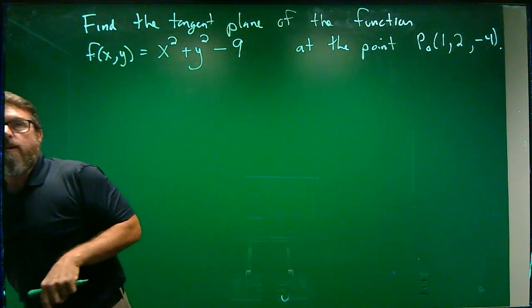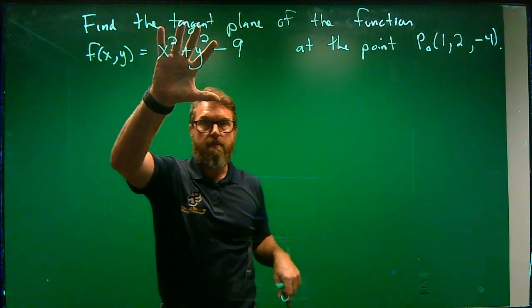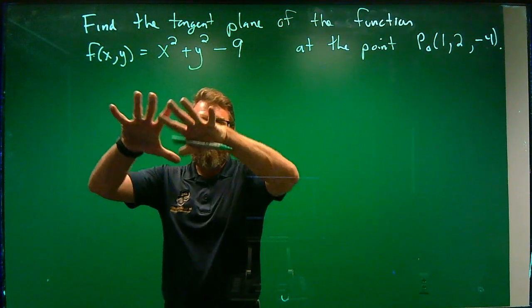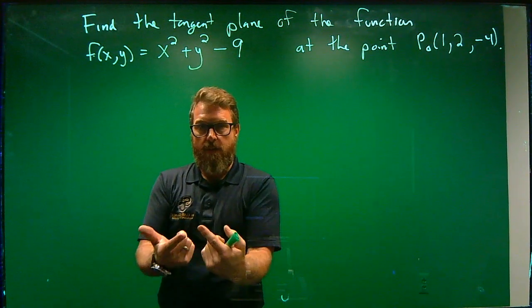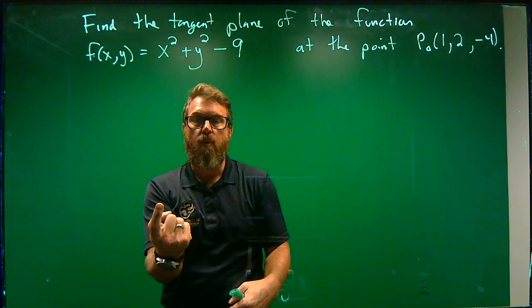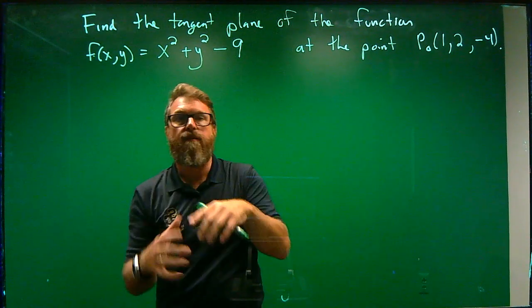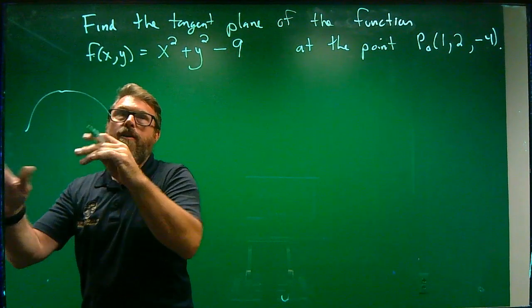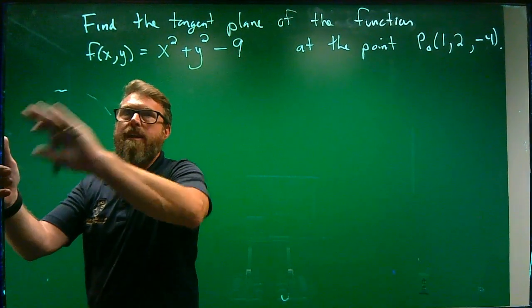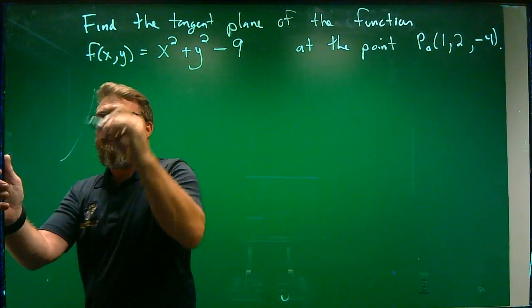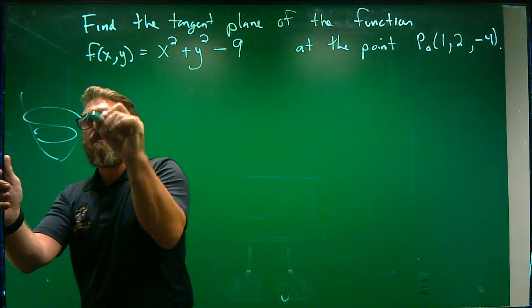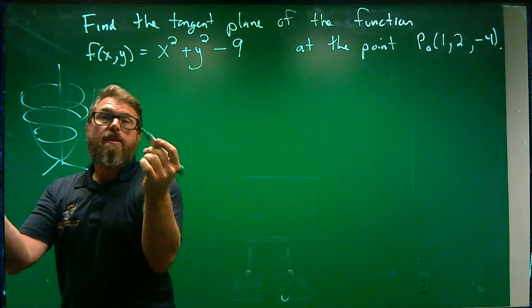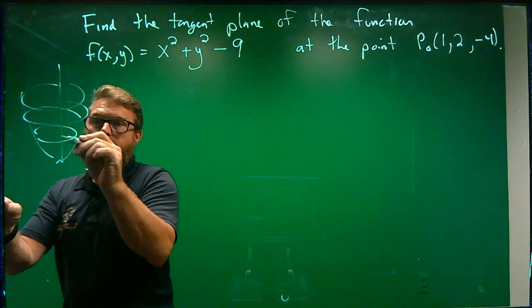So we're going to find the equation of the tangent plane to this function at this particular point. What we know is that this looks like some function that's going to live over the point x equals 1, y equals 2, and then it's going to map up to -4 on that function. I'm not going to draw it. I know it's quadratic. It does look like this essentially, but it's going to be shifted down 9 units.